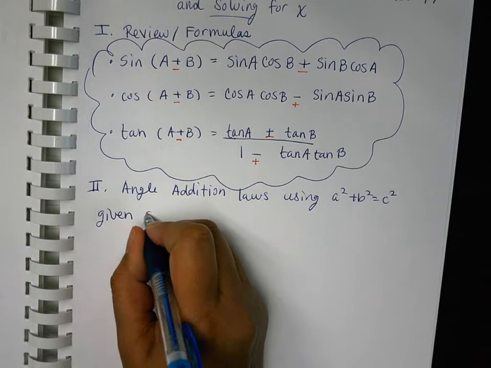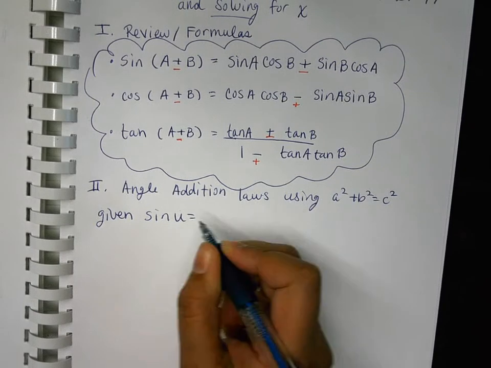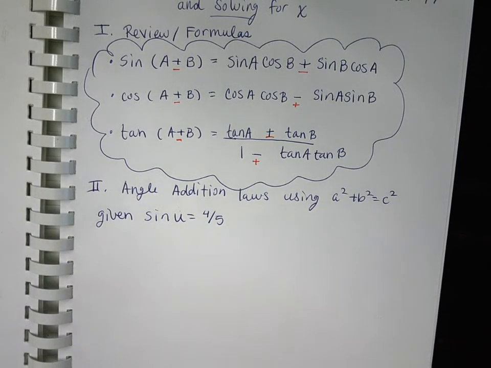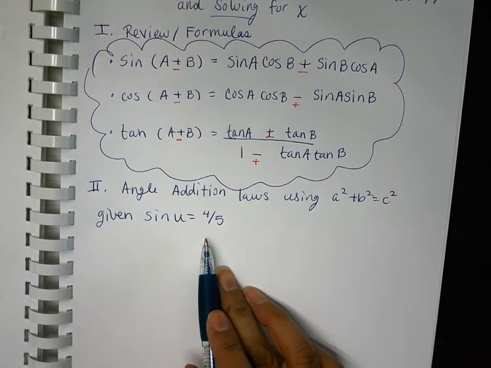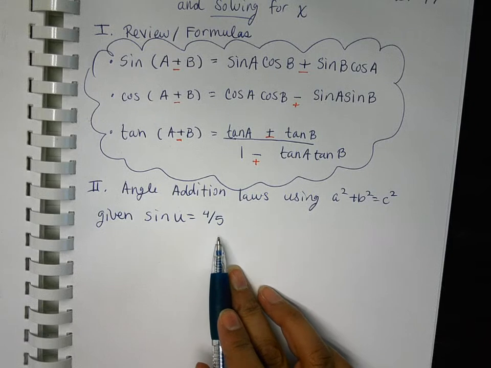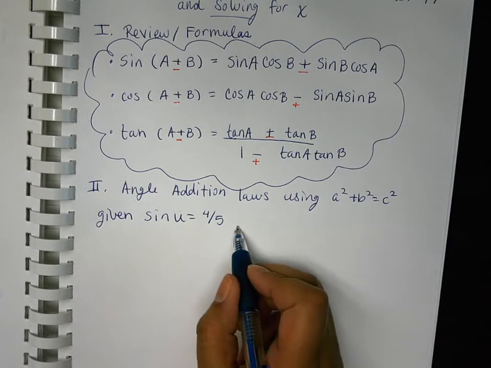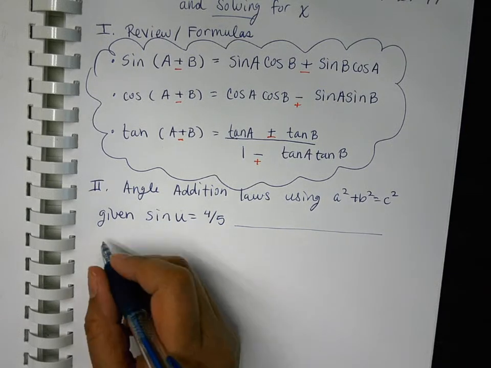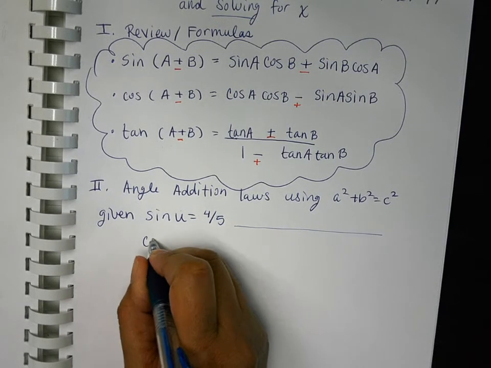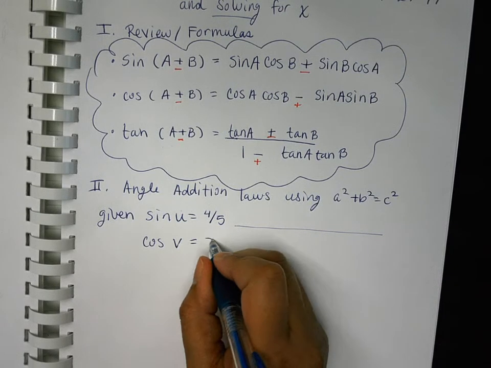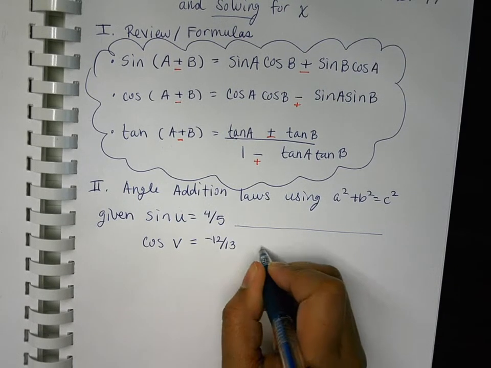Given sine of u equals 4/5. And there's going to be more information I give you. Before I do, you guys agree this is one we're going to have to draw because we don't have 4/5 in our unit circle? Yeah. All right. Leave this blank because there will be more information I'm going to give you here in just a second. Cosine of V equals negative 12 over 13.